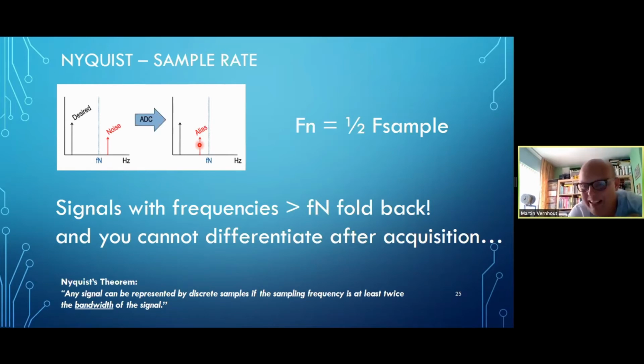We call that aliasing, and the moment you have digitized your signal and that alias exists, there is no way that you can remove it again. You don't know where it came from. But let me explain that in the next slide, please.